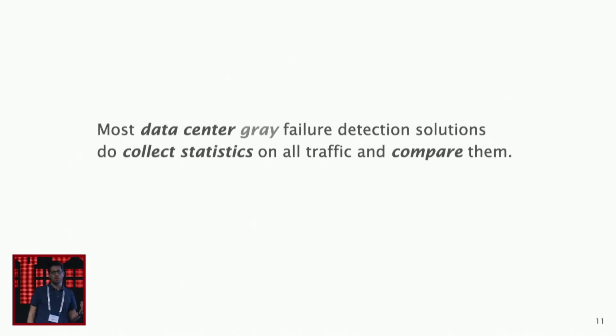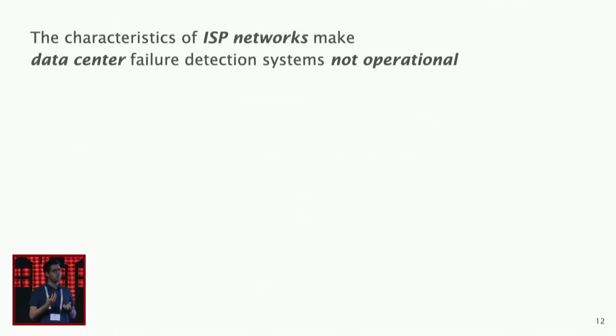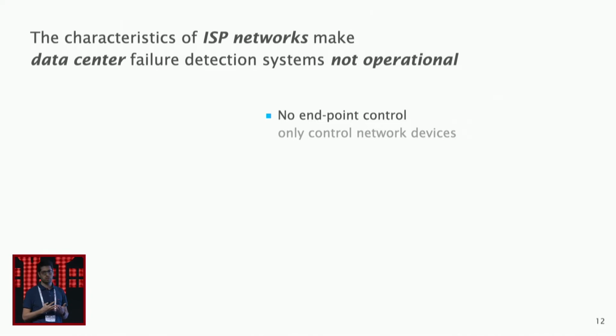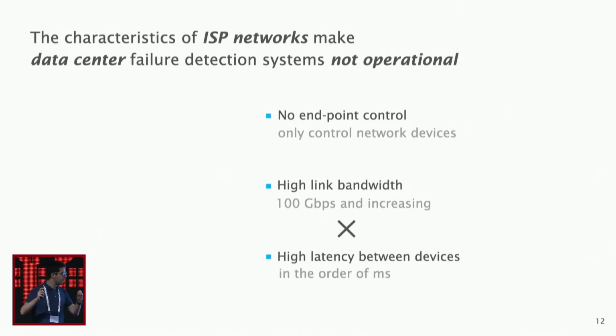Now, there has been a lot of work in data center networks in the last years that is very, very efficient and very good at detecting GraY failures. However, it falls short in ISP networks, and I'm going to try to explain why. We need to first see what the difference is between an ISP network and a data center network. These are the key differences. First, we have no endpoint control, so we have to discard all end-host-based solutions. And second, we have very high link bandwidth combined with very high link latency between devices. This is the key difference from data centers.